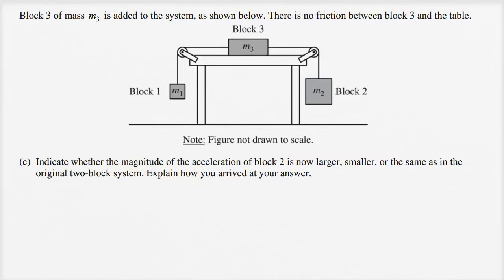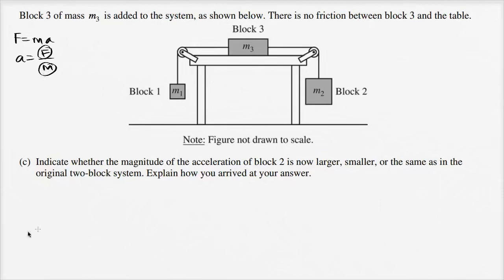And we know that force is equal to mass times acceleration, or acceleration is equal to force divided by mass. And our net force is the differential between the weights, or the difference between the weights of the blocks. But now we're going to be moving more aggregate mass. This is going to be m1 plus m2 plus m3. And so you're going to have a smaller acceleration.